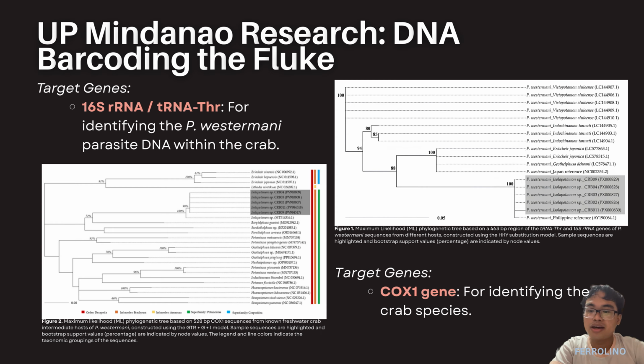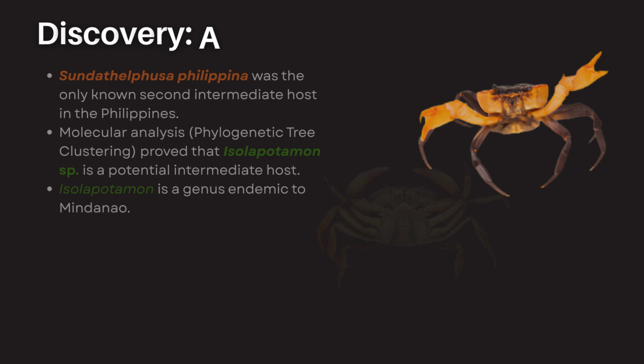The HKY, or the Hasegawa-Kishino-Yano, substitution model was used for the parasite tree, and the GTR plus G plus I, or the general time reversible model, was used for the crab host tree. These statistical models ensure that the resulting trees accurately reflect the evolutionary distance and relationships between the Davao Oriental samples and the international reference sequences.